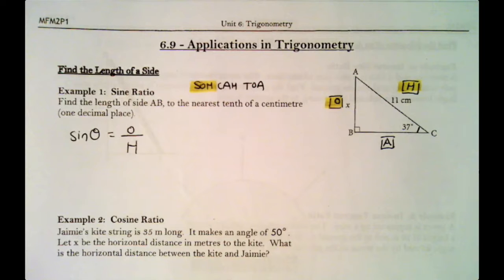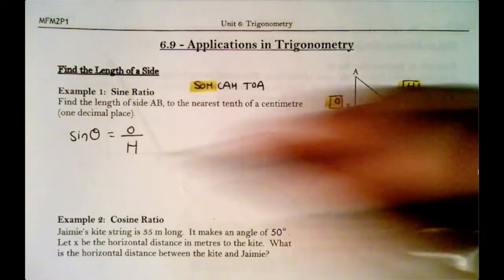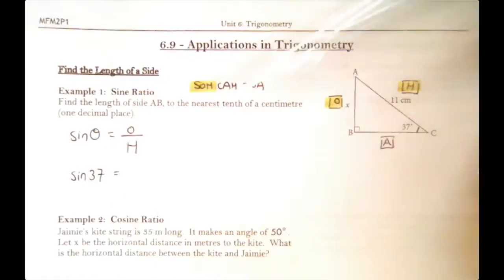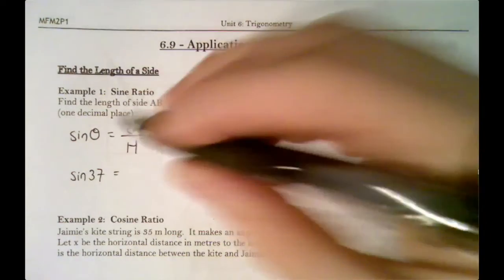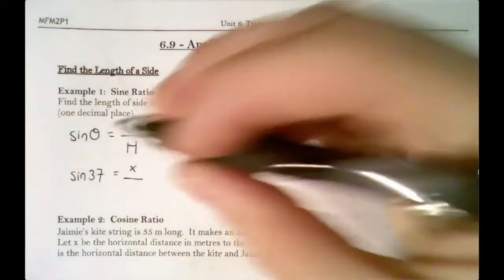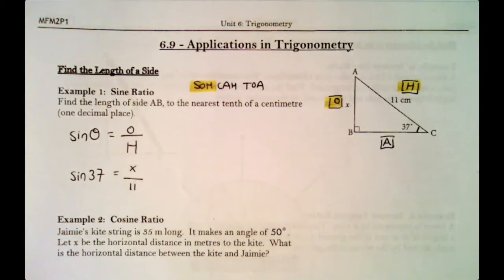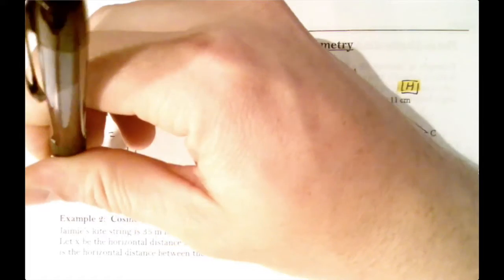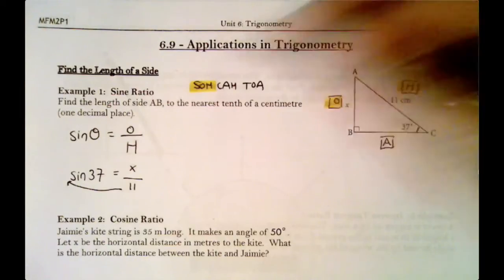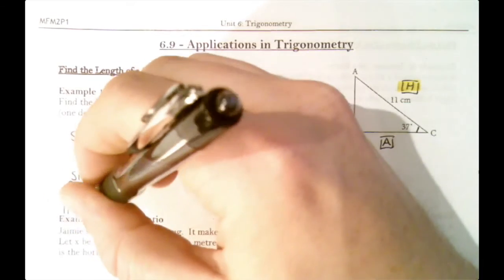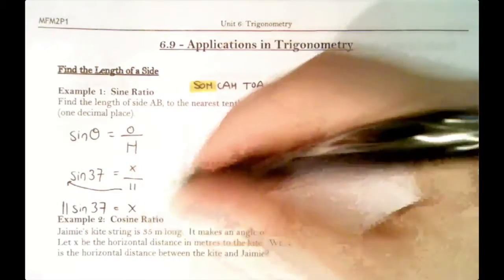And now we can fill in what we know. Our angle is 37, so we get sine 37 equals O, our unknown x, over H, our 11. Our unknown side is on the top, so we can use the Drake move here, number from the bottom, and put it there. We end up with 11 sine 37 equals x.